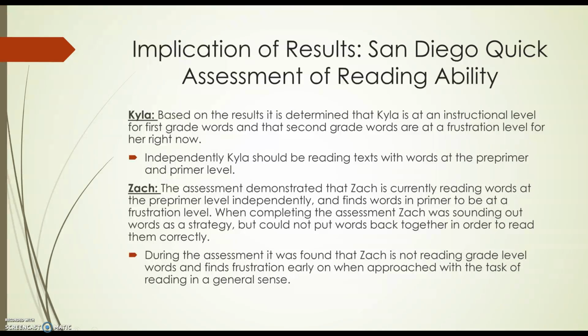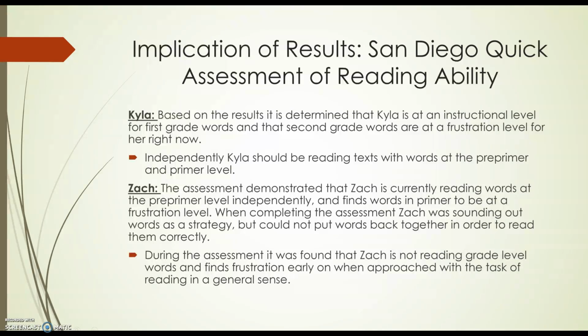For Zach, he is showing that he's currently reading words at the pre-primer level, which I talked about are more of those kindergarten sight words. And he also finds words in the primer to be at a frustration level. So when completing this assessment, Zach was sounding out words as a strategy, but he could not put these words back together in order to read them correctly. So this is something I see a lot with him, that he knows his letter names and his letter sounds, and he's able to stretch these pieces out, but he really has a difficulty in putting the sounds all together.